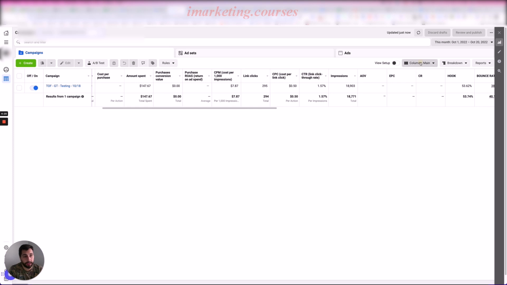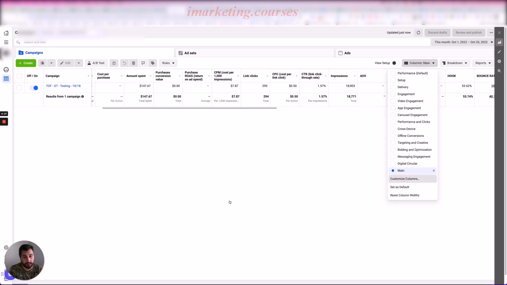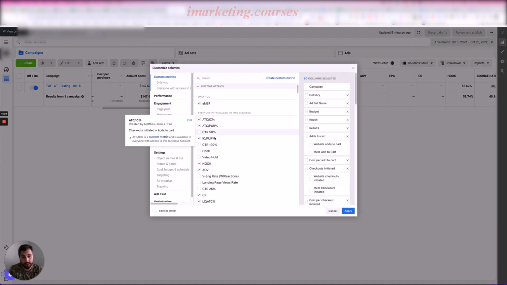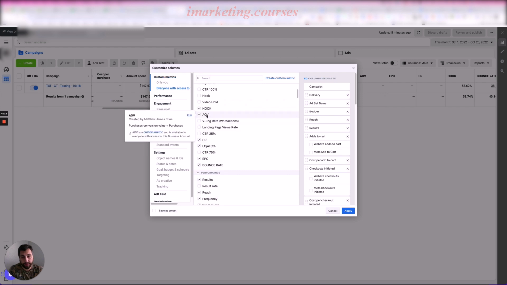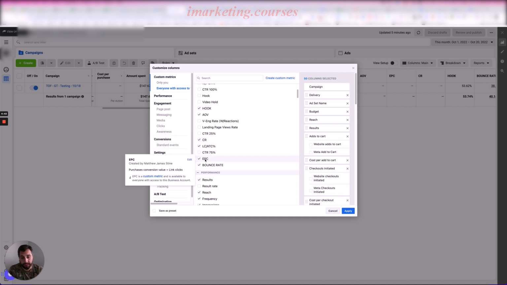Now let's just go back in and let me show you what these custom metrics are, starting with your AOV. So basically it's purchase conversion value divided by purchases. That'll give us our AOV. Our conversion rate is our purchases divided by link clicks. Our EPC is our purchase conversion value divided by link clicks.